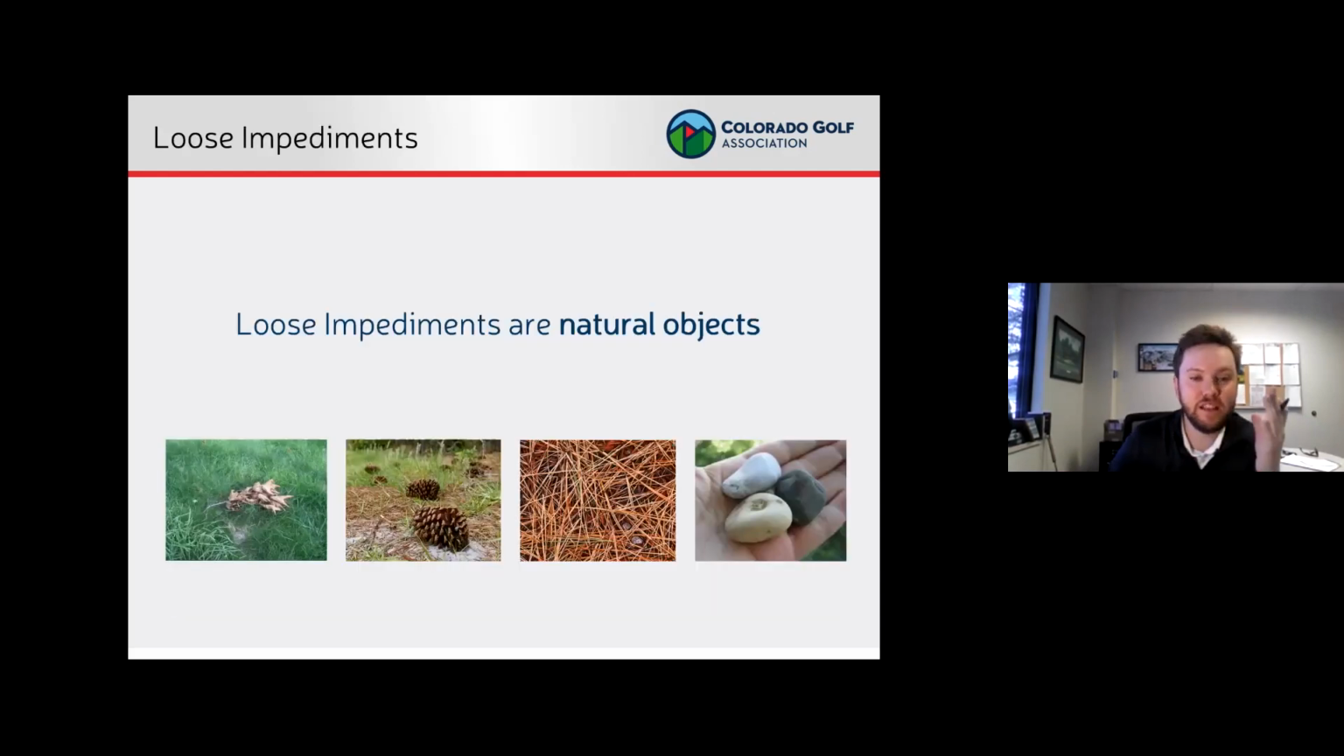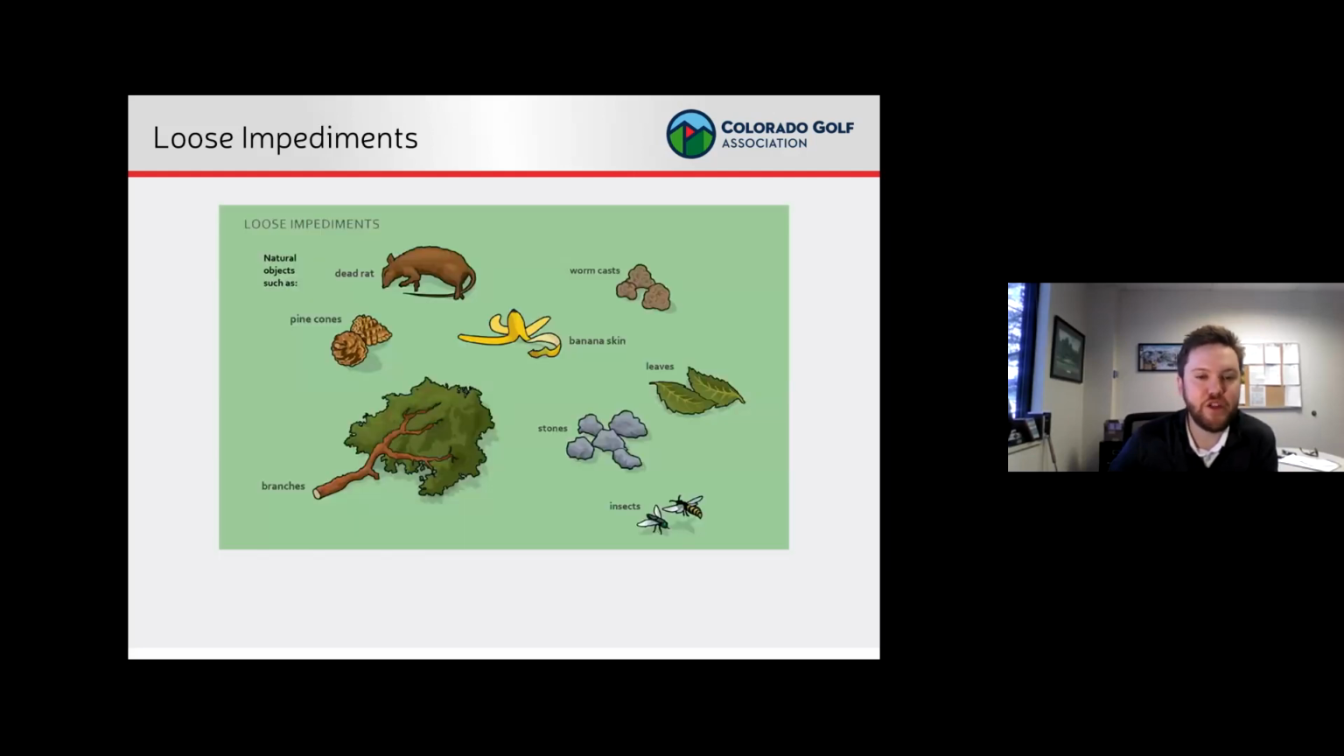All right, so again, loose impediments, these are natural objects. This is the slide right here you want to focus on. This is the big one. This is the key aspect of what makes a loose impediment: natural objects. These things are pictured here. We do not have to do anything, we as in people, humans, to make these occur on a golf course. Pine cones will naturally occur on a golf course. We don't make pine cones. Again, another picture. Any of these are loose impediments.